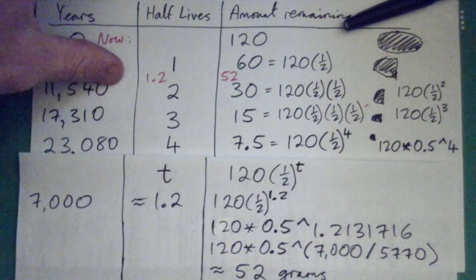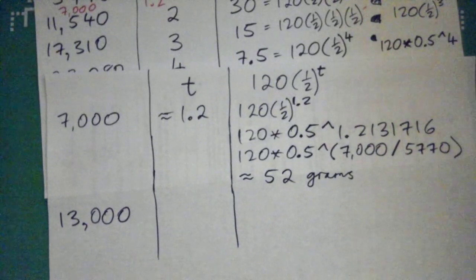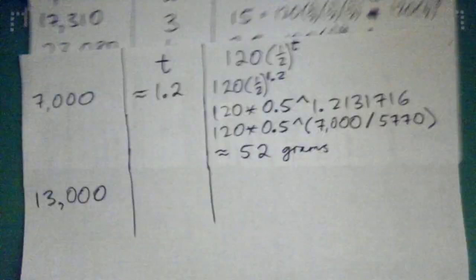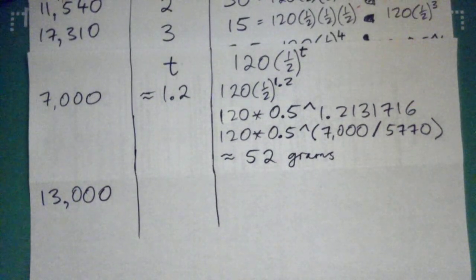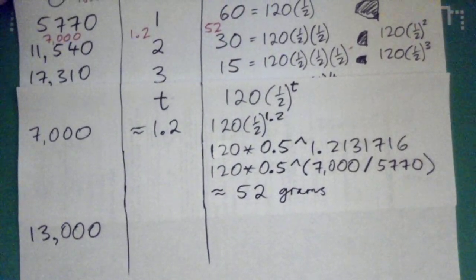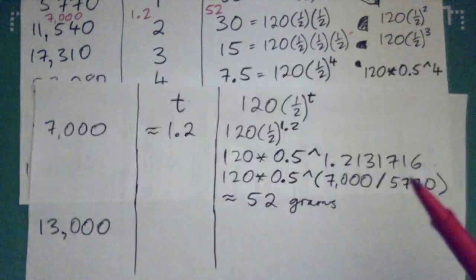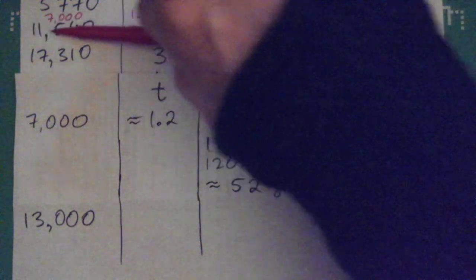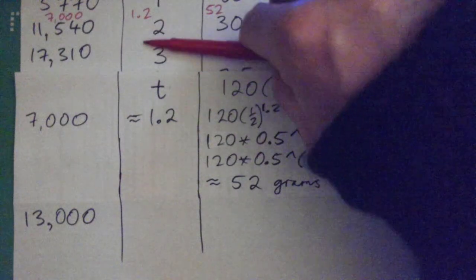Okay. So let's do 13,000 years. And how many half-lives is that? And then how much have we got left? Well, let's start with the half-lives. How many half-lives is 13,000 years? Good job, yeah. So we look at our table here, and it's got to be between 2 and 3, because 11,000 was 2 half-lives, 17,000 was 3, so it's got to be 2 point something, right?